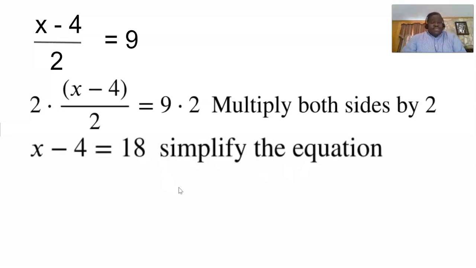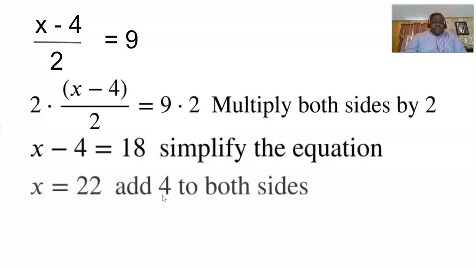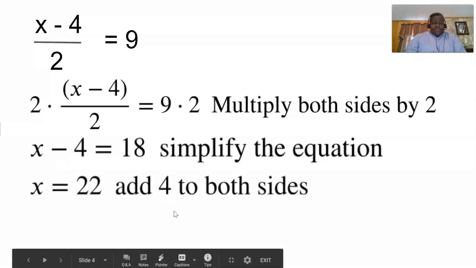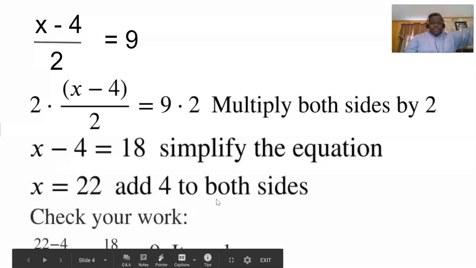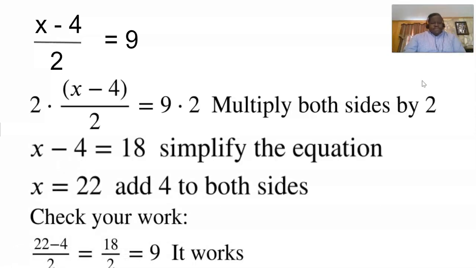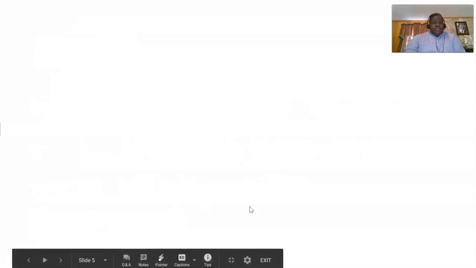And then we need to get the x by itself. So we're going to add 4 to both sides. So we're going to do the opposite. So x is going to be equal to 22. Now once we do that, to check our work, we'll have 22 minus 4 divided by 2, which is the same thing as 18 over 2, which is equal to 9. It does work. Okay, so those are our examples for lesson 1.